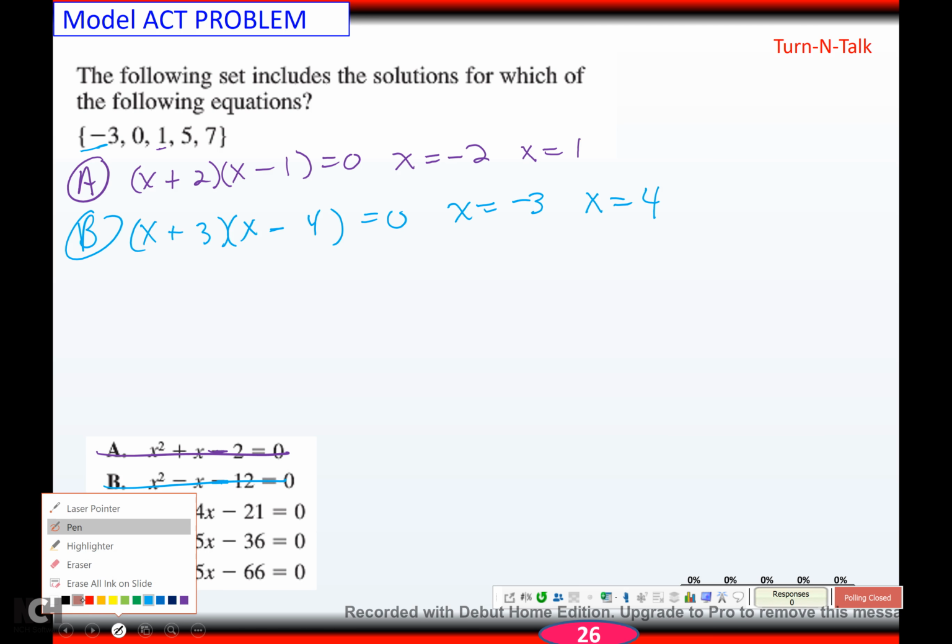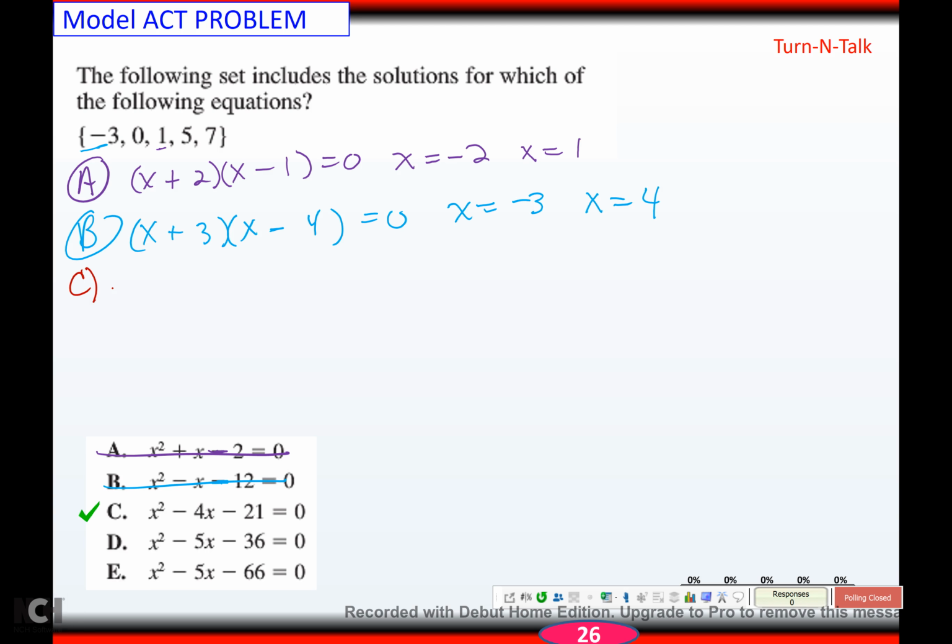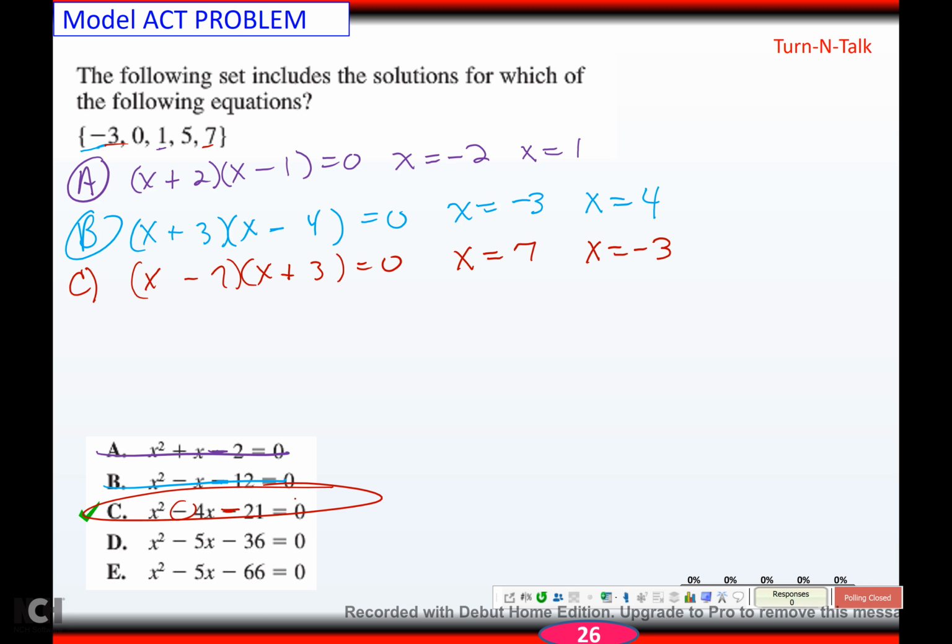If I try C, I need factors of 21 that make 4, which would be 7 and 3. Again, C is negative, so the signs have to be different, and 7 gets the middle sign, and 3 doesn't, which if I solved would give me x equals 7 and x equals negative 3. Those are both in there, so C has to be the right answer.